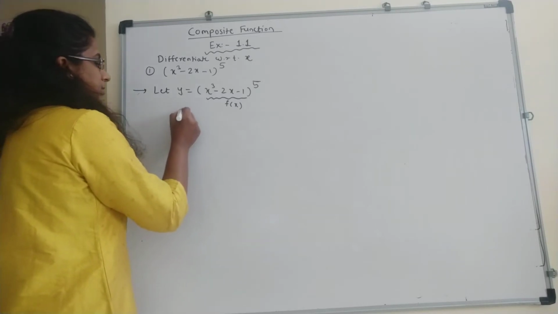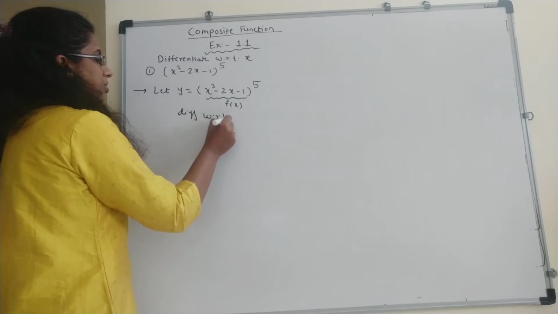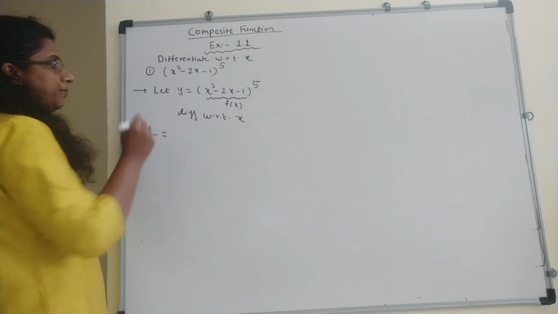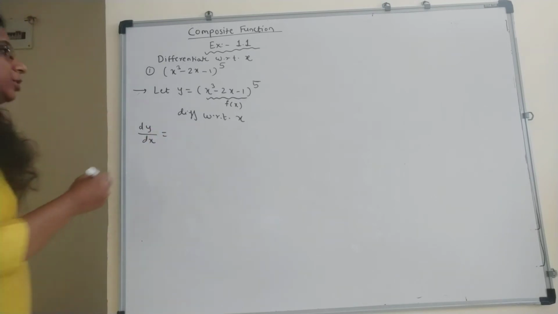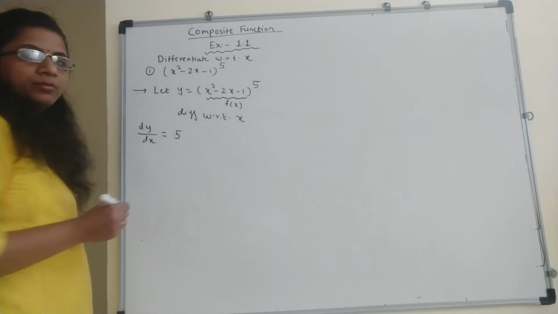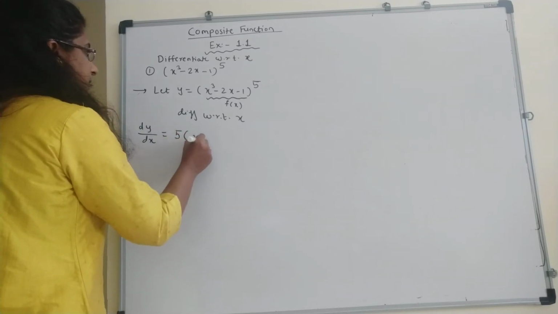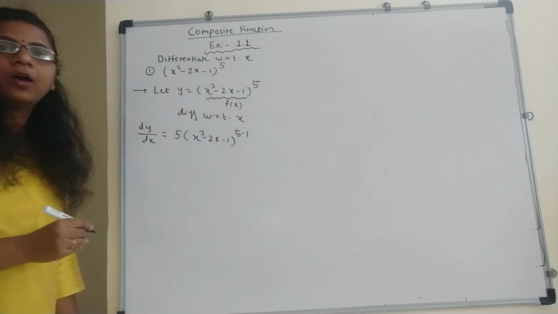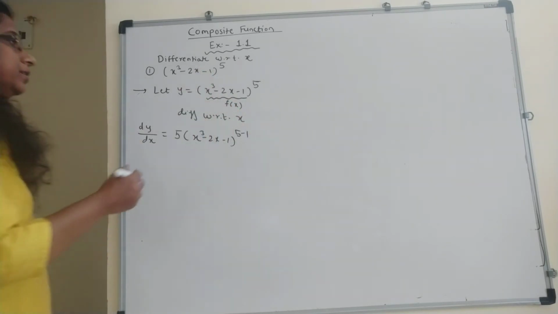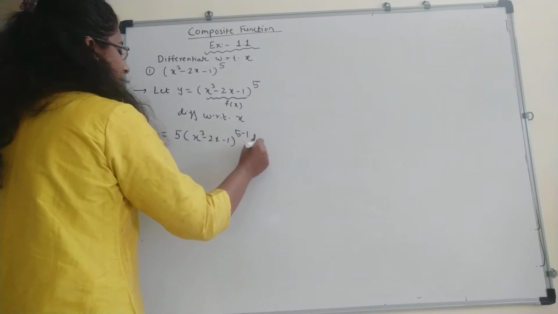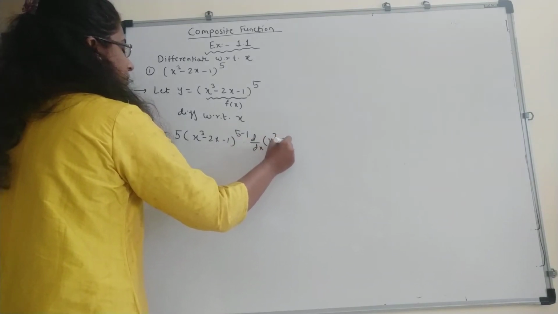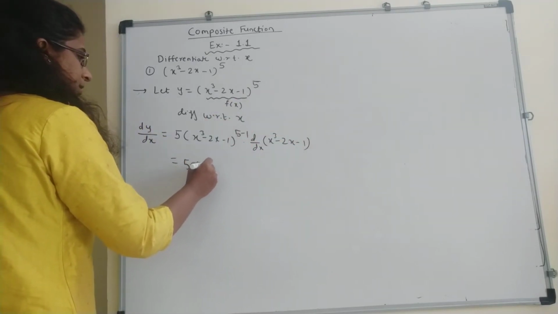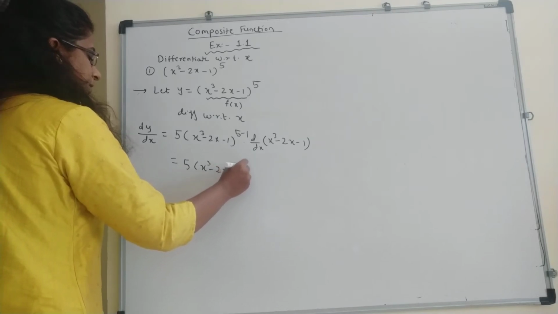So, using this standard formula, if we differentiate this function with respect to x, dy by dx is, fx raised to n, derivative value is n, in this case 5, n fx raised to n minus 1 multiplied by always the derivative of the inner function, that is into derivative of fx. So, this is 5 times x cube minus 2x minus 1 raised to 4.